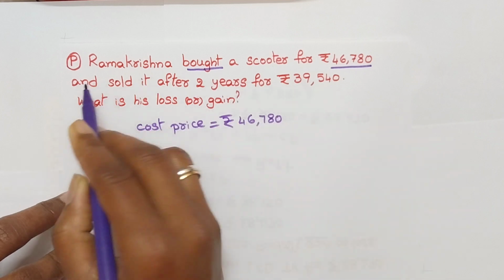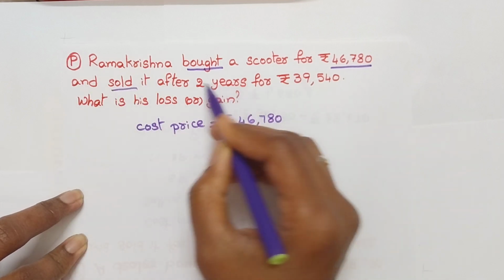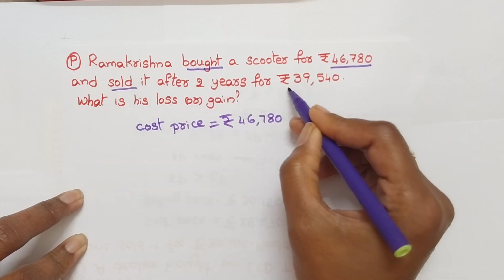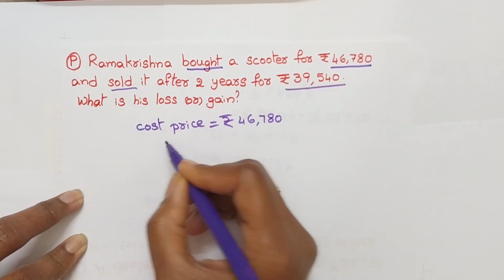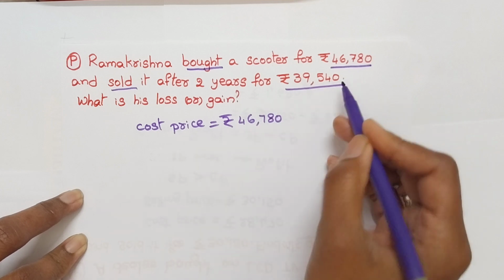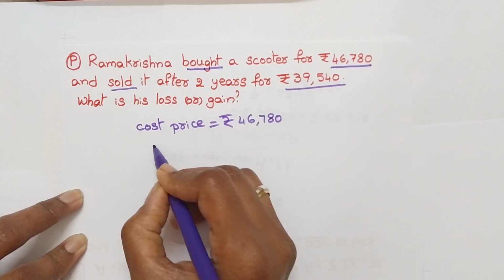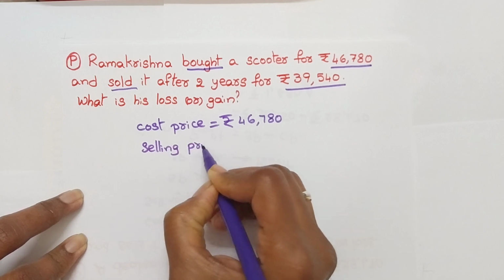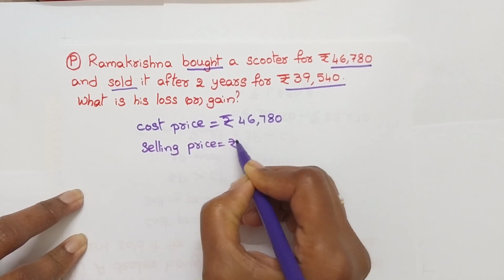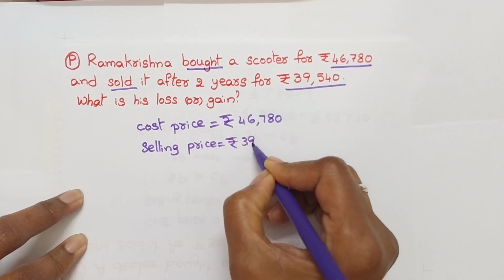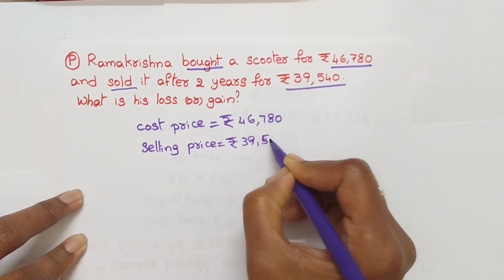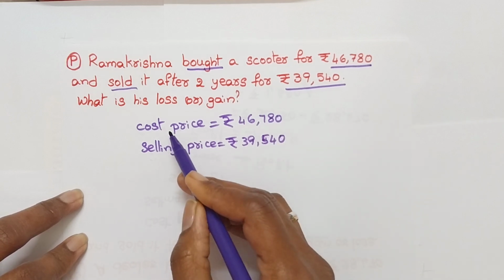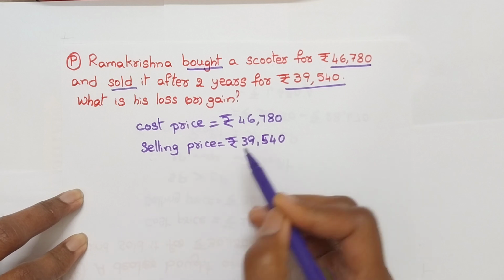Cost price is rupees 46,780. And sold, just ignore these words. Sold for rupees 39,540. Sold means selling price. Selling price equals rupees 39,540. So here, which is the highest value? Cost price 46,000, selling price 39,000.